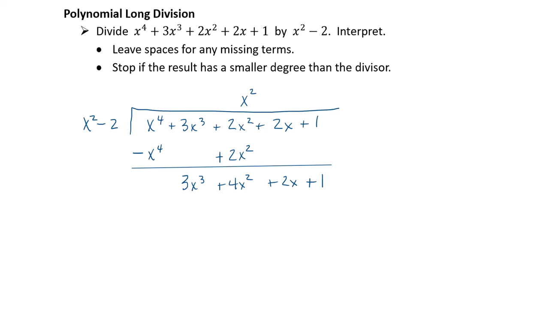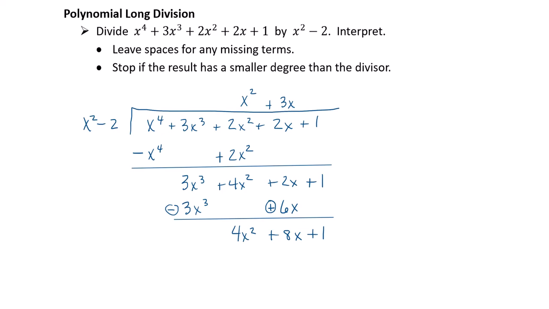Let's run it again. We've got 3x cubed divided by x squared is a 3x. Then I take that 3x and multiply down. So 3x cubed minus 6x. Draw our line, change our signs, and combine down. My 3x cubed minus 3x cubed cancels out. I have 4x squared. I have a positive 8x and a plus 1 that carries down.